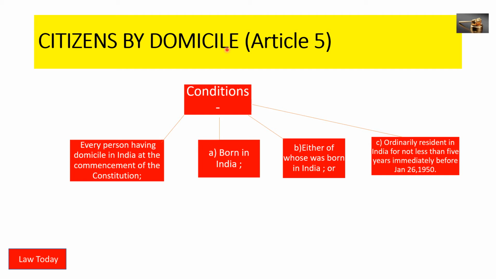Article 5 lays down who is a citizen by domicile. According to it, every person having domicile at the commencement of the Constitution and who fulfills any of the following conditions could become a citizen by domicile. They are: he was born in India, or either of whose parents was born in India, or who had been ordinarily resident in the territory of India for not less than 5 years immediately before 26th January 1950.